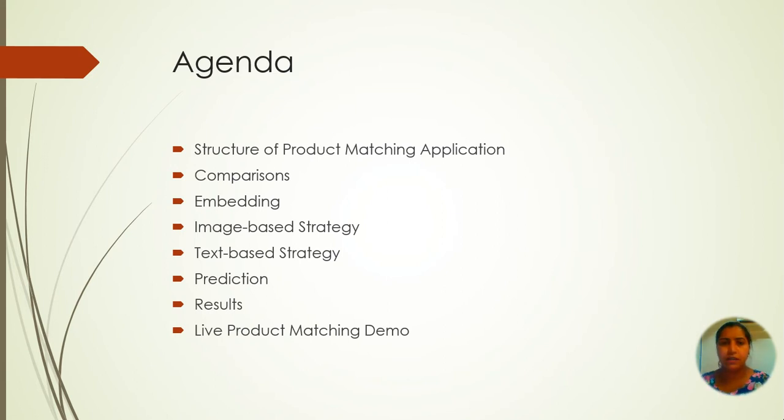So let's start. First, what is product matching? Product matching is a strong strategy to find a similar product on a competitive website by utilizing the product images and title. It's used by retailers to find the competitive price and to check whether stock is available or not.